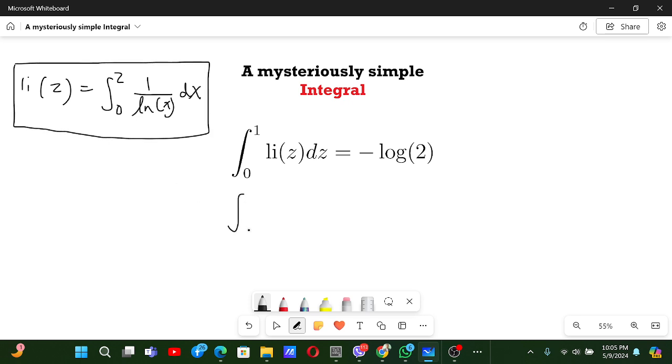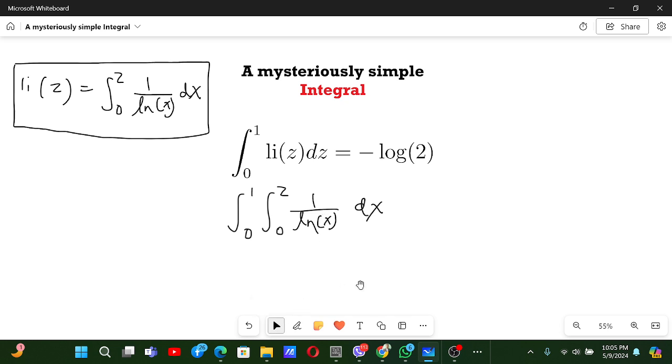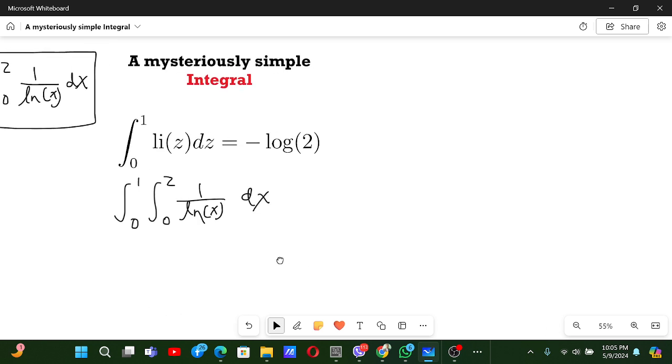So first of all, let us write its definition over here. Integral from 0 to z of 1 by ln of x dx. Now, on its own, it really won't be easy to solve. Even if we make substitutions like y equals ln of x, it is just modified to some other non-elementary functions, and that will still remain complex.